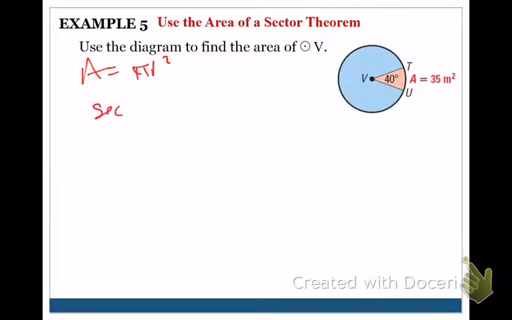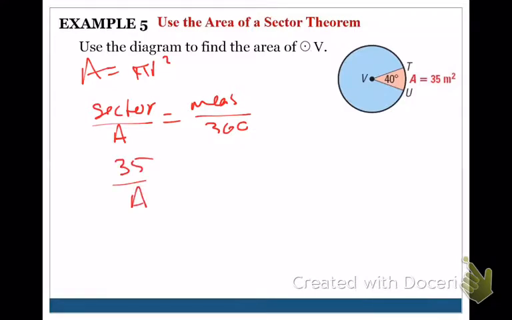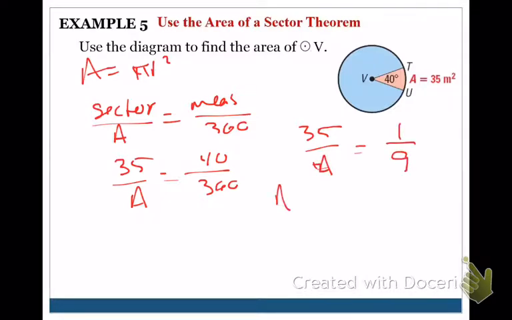But we know the area of the sector. So we go sector over area of the circle equals measure over the 360. Area of a sector is 35. The measure of that arc is 40 degrees over 360. Reduce this down to 1 over 9, so 35 over area is equal to 1 over 9. Cross multiply and the area is just going to be 35 times 9, which is 315 meters squared. Okay? Piece of cake.